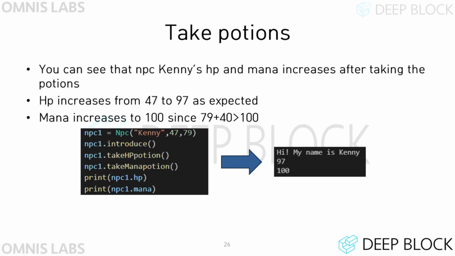Let's check whether these methods work well by calling them. Let's create NPC1 and call 3 methods. If NPC1's method takeHPPotion is called, the initial HP attribute value is 47, so it is increased to 97. And the initial value of the mana attribute is 79, so it is changed to 100 after calling the takeManaPotion method. If you print attributes of NPC1 after calling the methods, you can see that all the methods are implemented as expected.